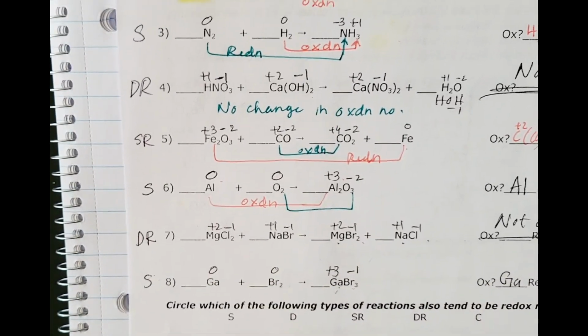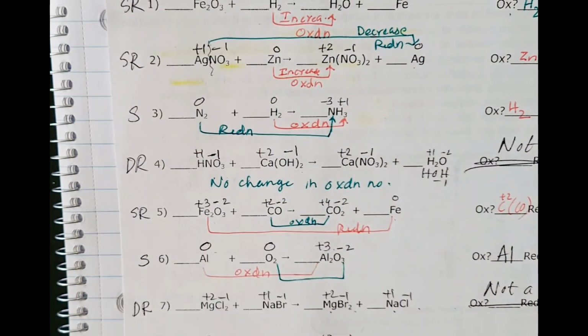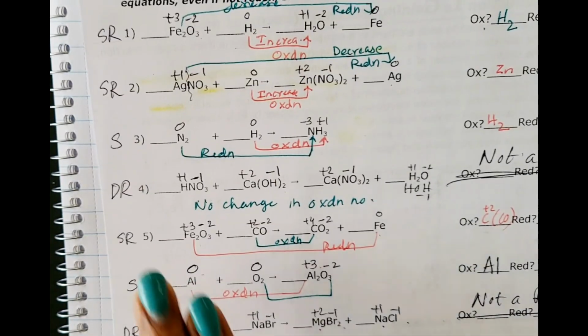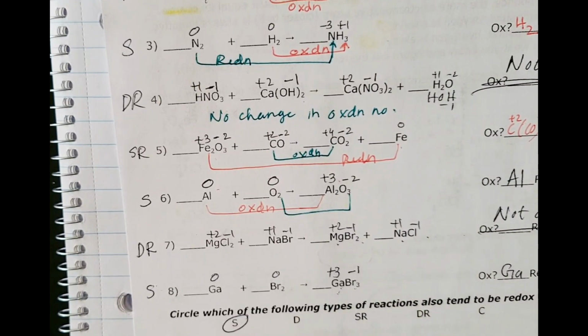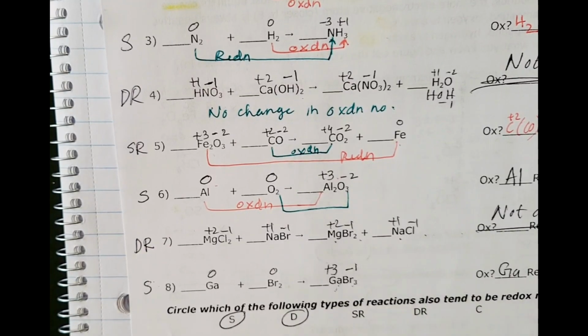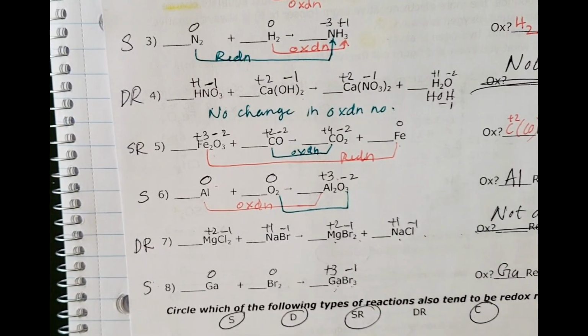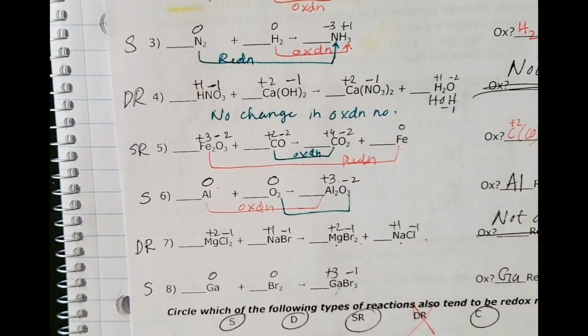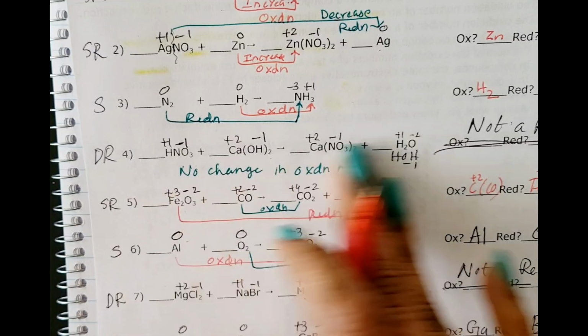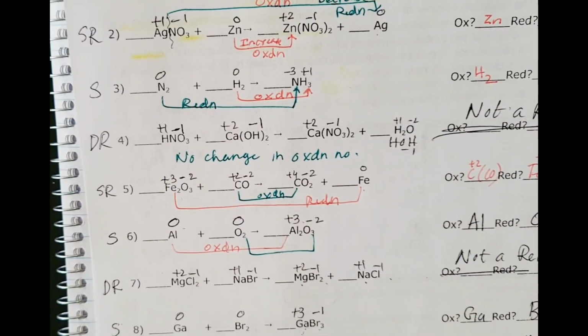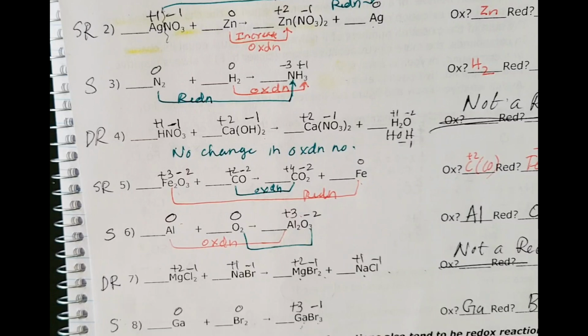Synthesis. Okay, now question. Which of these types are not redox? Double replacement will never be redox. So, circle the following types of reaction that always tend to be redox. Double replacement is only interchanging the ions. There won't be any losing or gaining or transfer of electrons there. So if you see a double replacement, you don't need to do all these things. You can just say it is not a redox reaction.